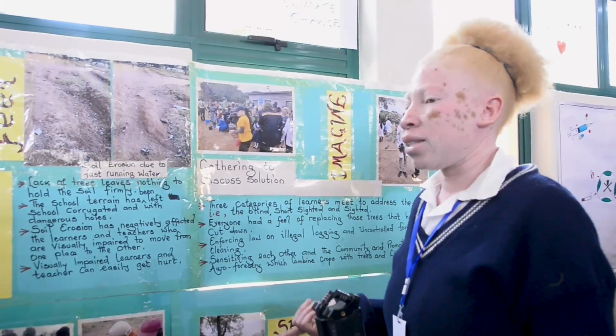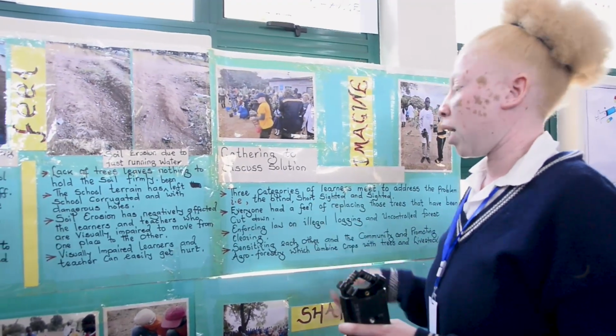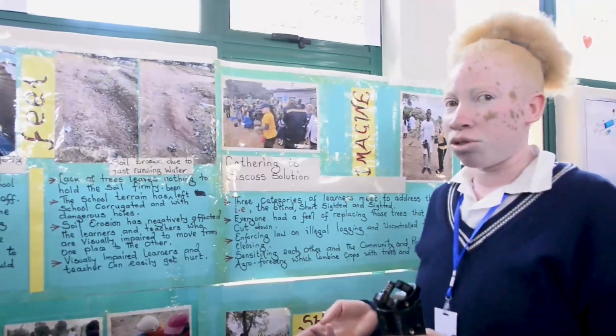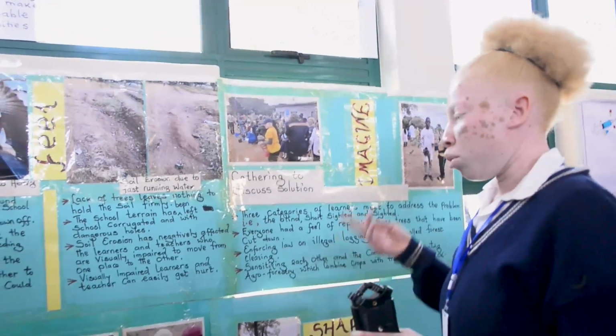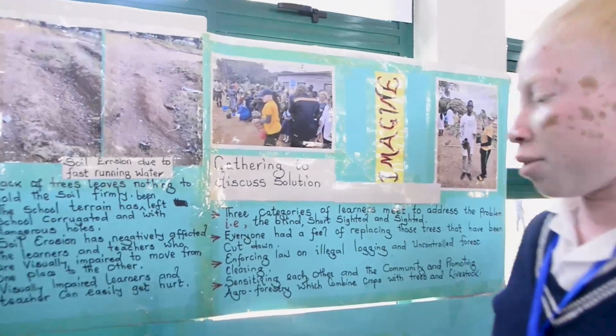We also said that we need to sensitize the community. But first we need to sensitize each other within the school, then sensitize the community on the importance of trees. Then we also need to promote agroforestry, which combines the growing of crops with trees and livestock.